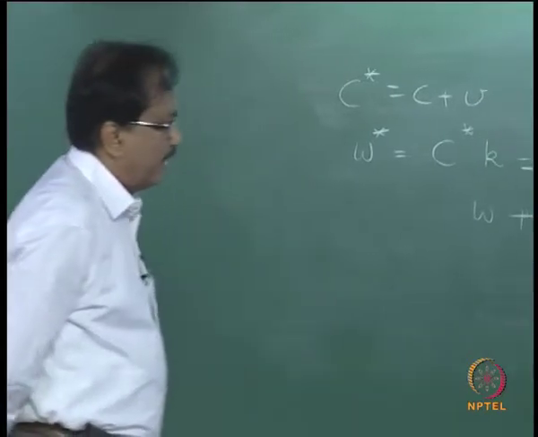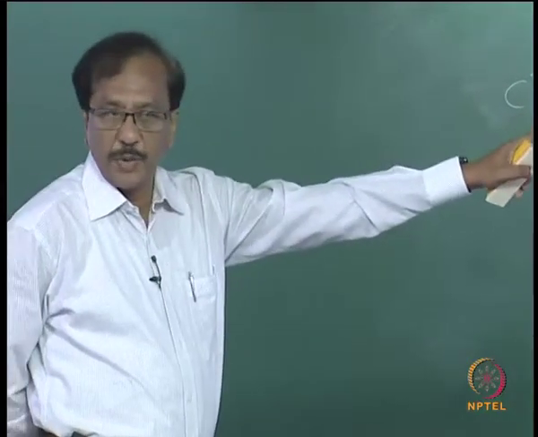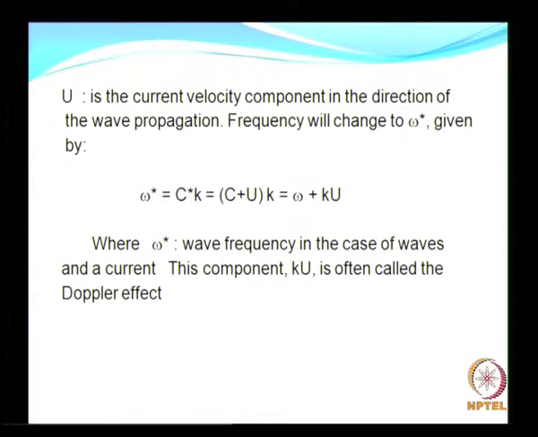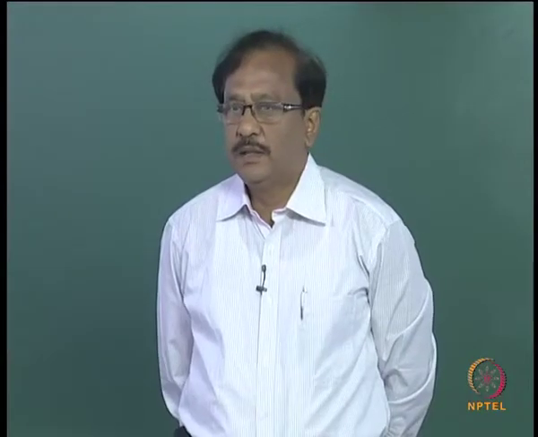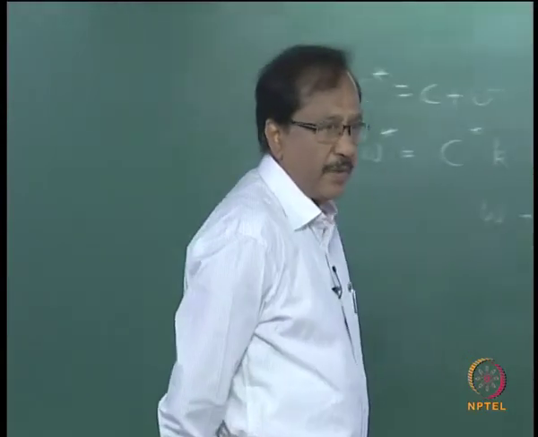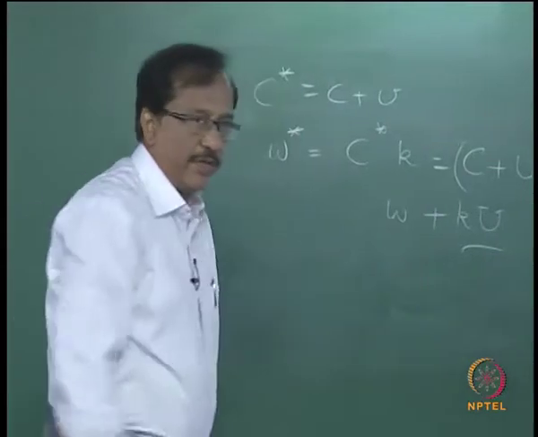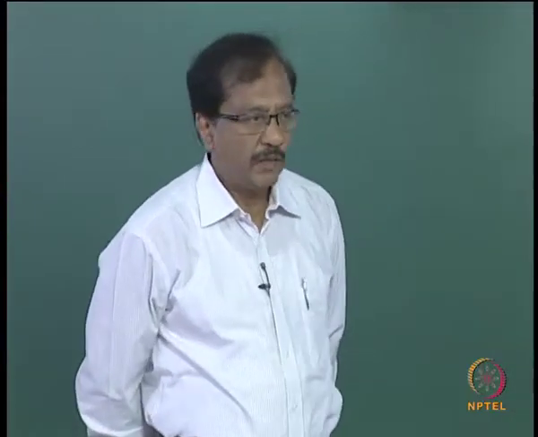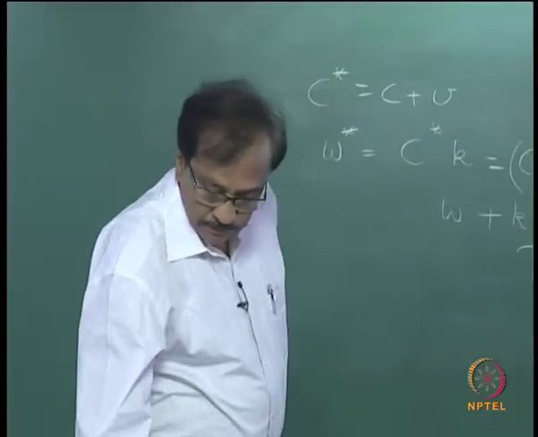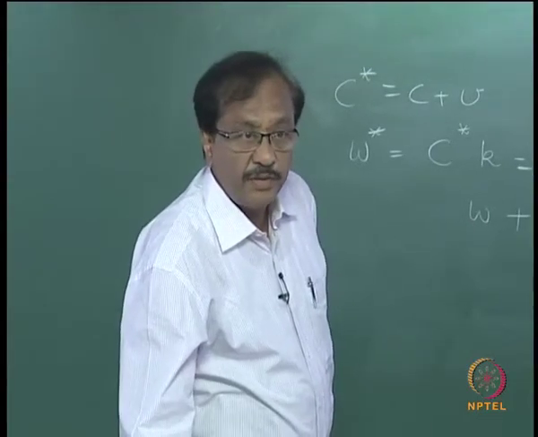The component that is superposed now, which is referred to as KU, is referred to as the Doppler effect. So, this is the additional component due to the waves propagating over the current. If the current is 0, naturally W star is going to be equal to W, or omega. Okay. Is that clear? Shall I proceed?